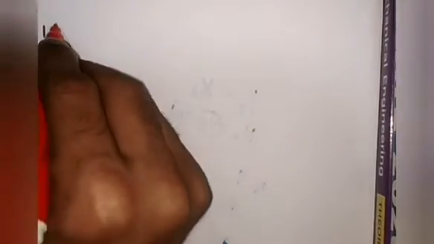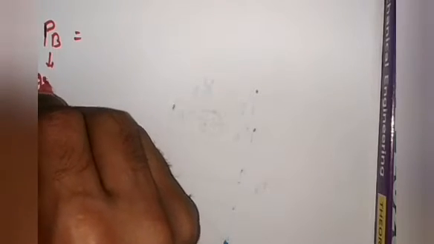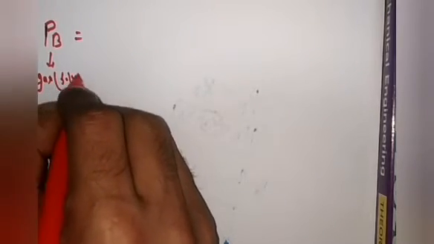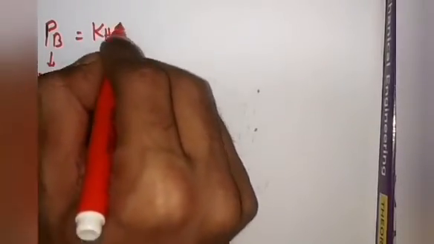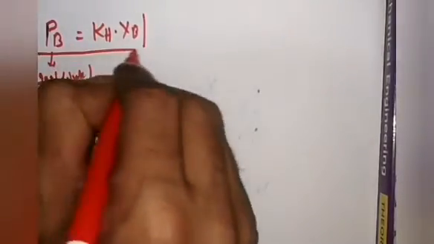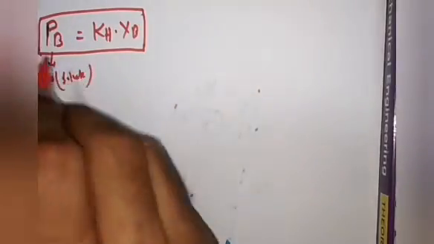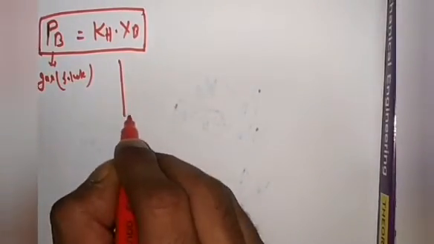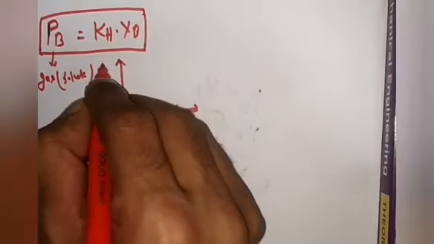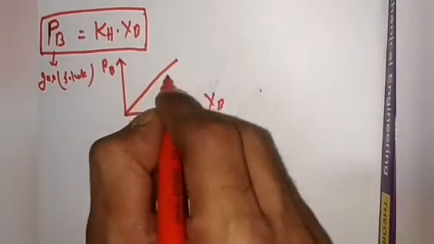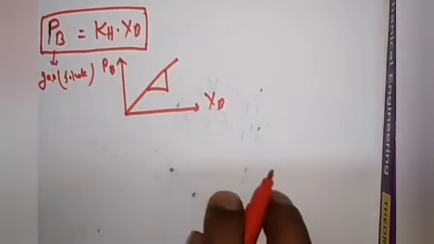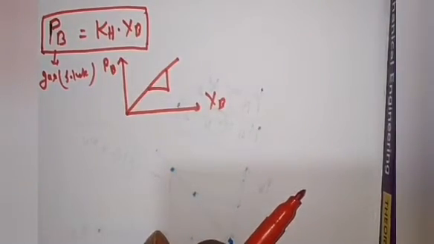We derived it from Henry's law, and that was P of B. Here B is in the gaseous state, and that is the solute. Generally we consider it as the solute. P_B is equal to K_H into X_B. That was the relation. Already we have discussed the graph of P_B versus X_B, and that was a straight line passing through the origin.